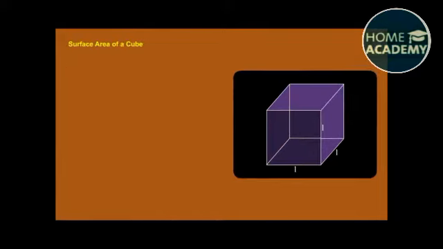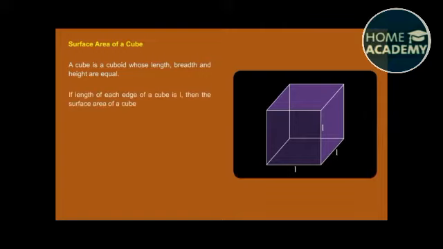Surface area of a cube. A cube is a cuboid whose length, breadth, and height are equal. If the length of each edge of a cube is L, then the surface area of a cube is equal to 2 into L into L plus L into L plus L into L, which is equal to 2L square plus L square plus L square, which is equal to 2 into 3L square. Therefore, the surface area of a cube is equal to 6L square.